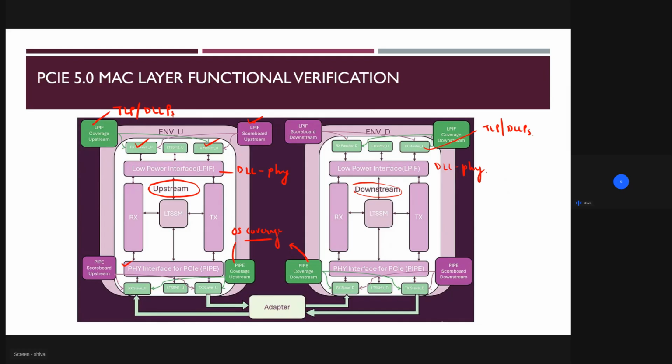We will compare transmitted order sets and received order sets. Same in downstream also, we will compare transmitted order sets and received order sets using pipe scoreboard downstream. And for sampling the coverage of transmitted order sets and received order sets, we have the pipe coverage downstream and pipe coverage upstream. And for sampling the DLLP traffic for both upstream and downstream, we have LPIF coverage downstream and upstream. So this is a brief about our TB architecture.